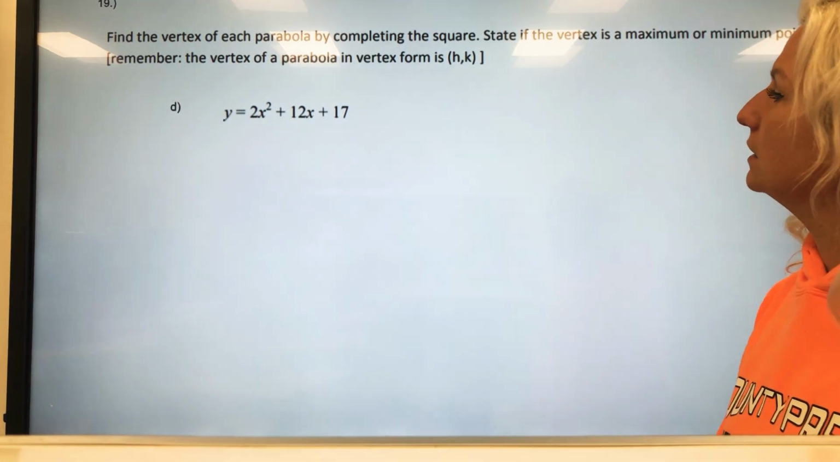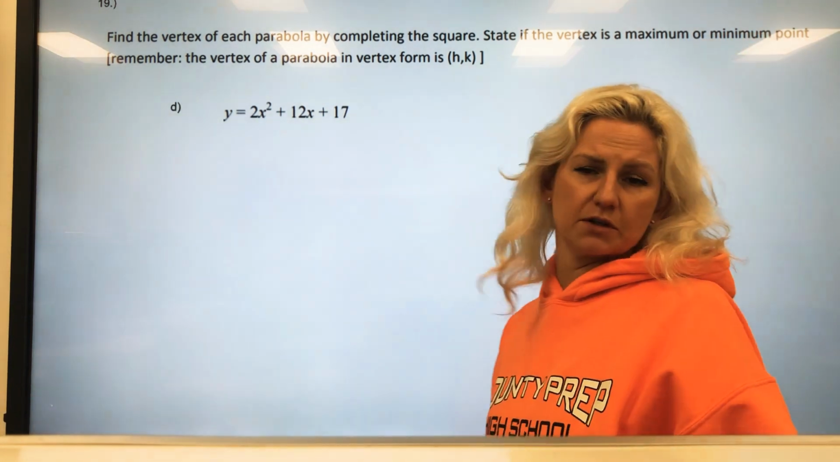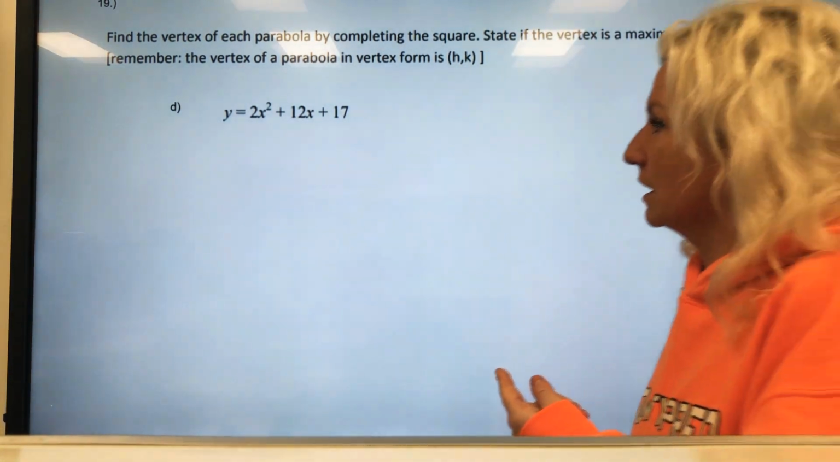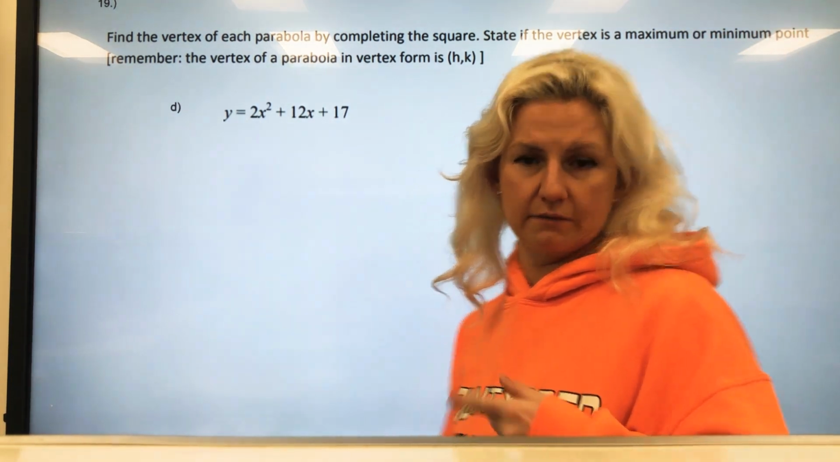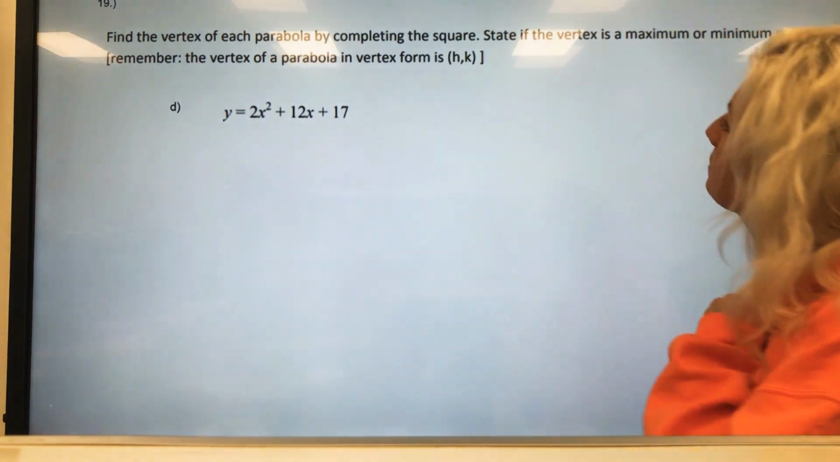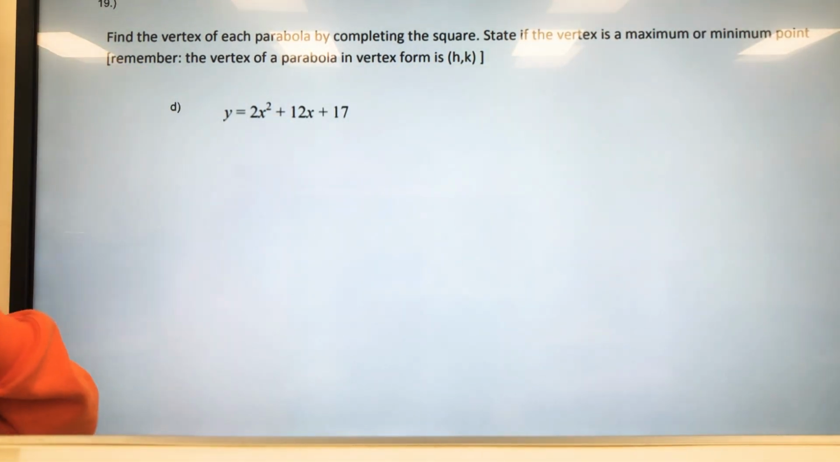Let's see. Number 19, somebody asked me about number 19, but I'm not going to do every single one of them because it was just all completing the square. So I picked this one. Since it had a greater than 1, I thought we should go over that. So find the vertex of the parabola by completing the square. State if the vertex is a maximum or minimum point.